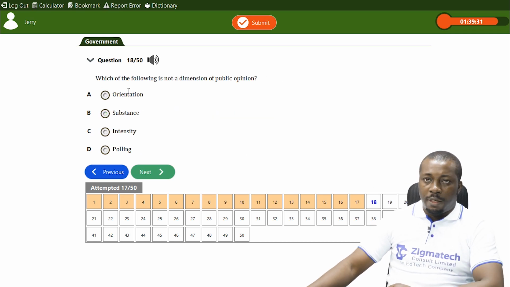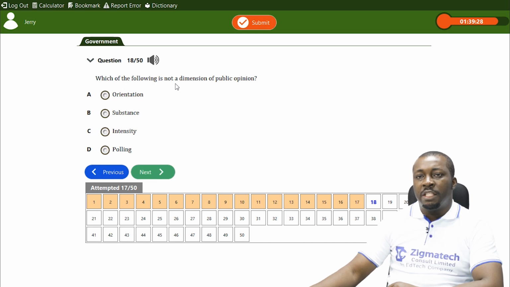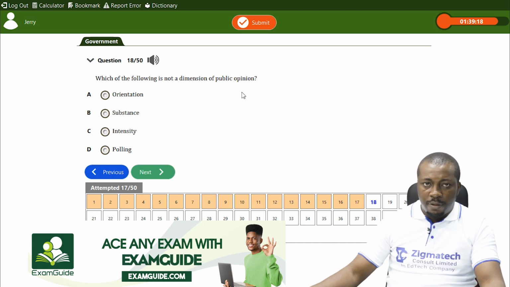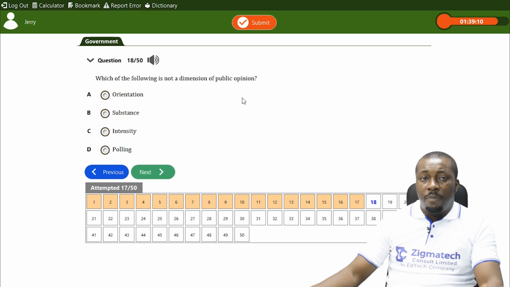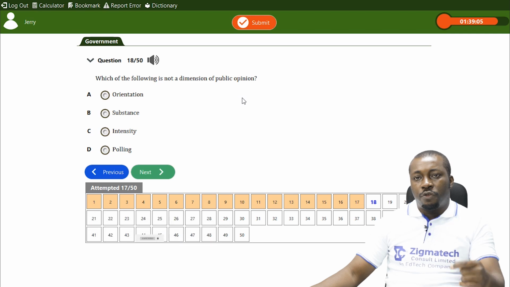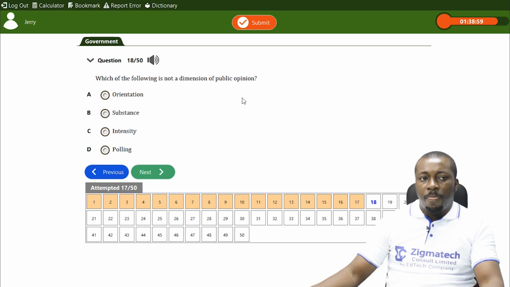Now, which of the following, this number 18 question, which of the following is not a dimension of public opinion? Now, we have different dimensions of public opinion. We have direction. Direction has to do with the stand of citizens. That's the yes or no of citizens on a particular public issue. We have intensity, which has to do with how strong their conviction is. We have stability, which has to do with the duration of the opinion held by the citizens.